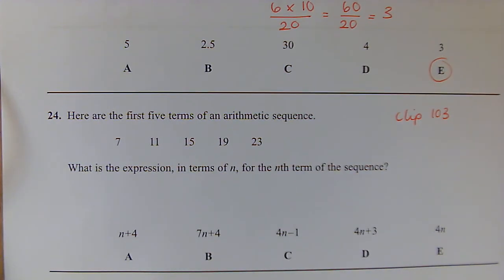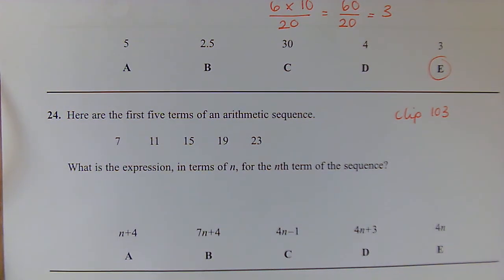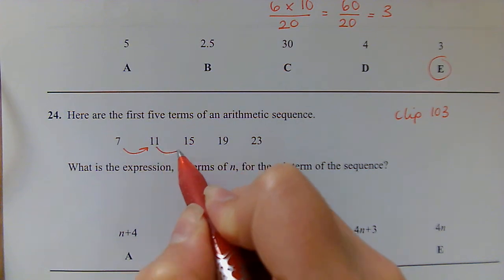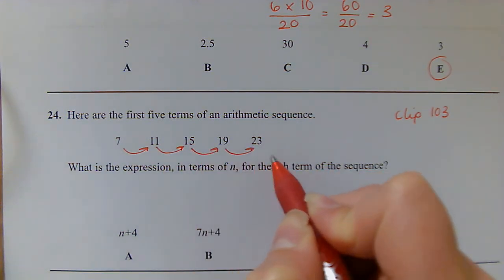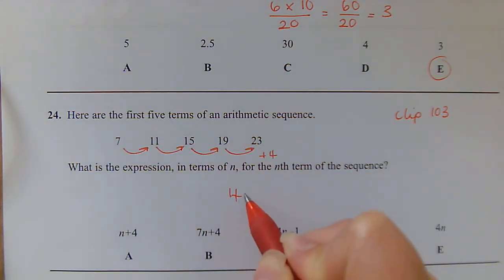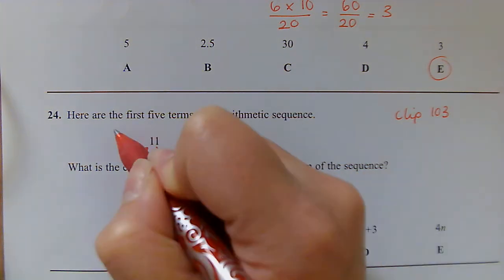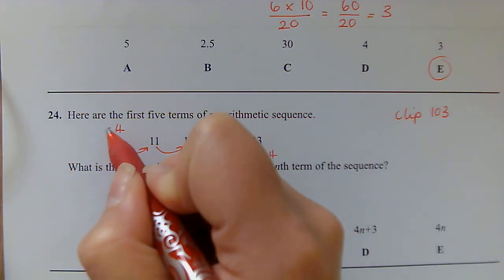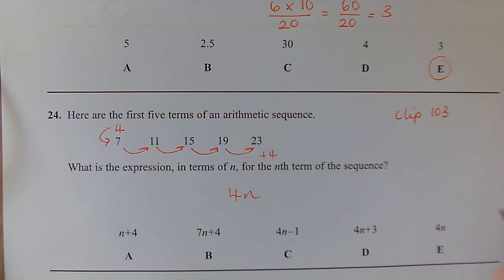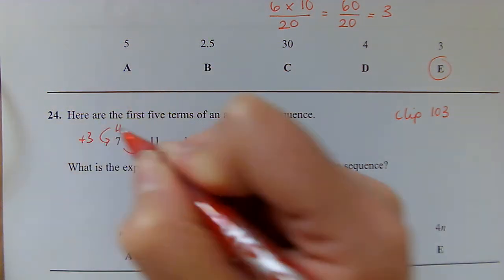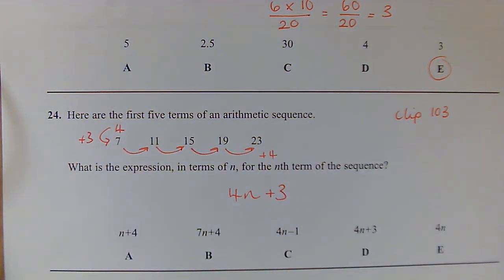Okay, we've got an arithmetic sequence or a linear sequence here. What is the nth term? So we're looking, what does the sequence go up in each time? It goes up in 4s, so we automatically write our 4n. But do we start with the number 4? No. What do I need to do to 4 to get to 7? I'm adding 3, so we have 4n plus 3.